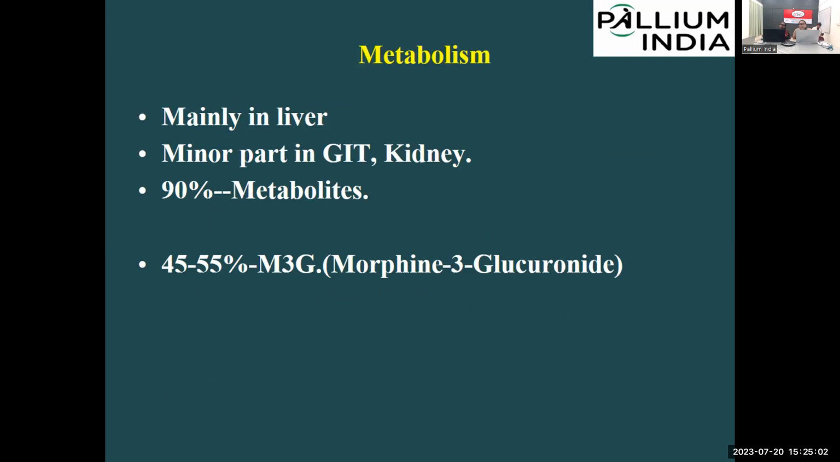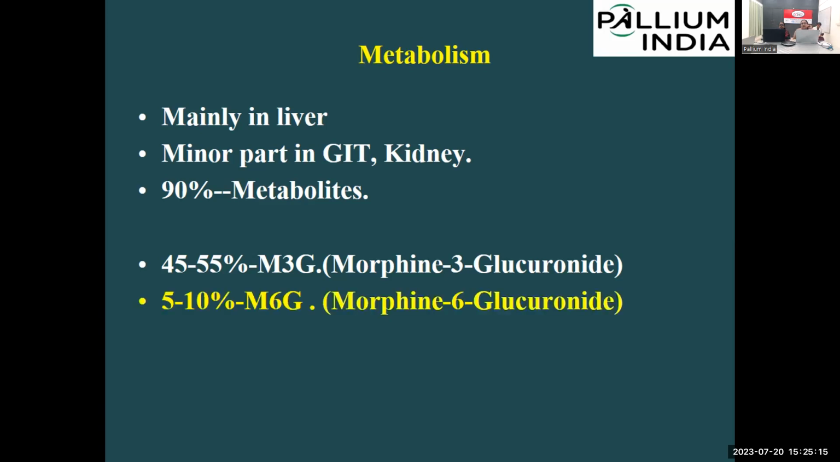In the liver, morphine undergoes glucuronidation and gets converted to morphine 3-glucuronide and morphine 6-glucuronide. 45 to 55% of the metabolite is morphine 3-glucuronide, which is responsible for the neurotoxic effect of morphine. Only 5 to 10% is morphine 6-glucuronide, which is primarily responsible for the analgesic effect.